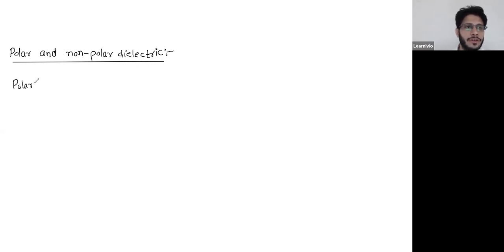What is a polar dielectric? In polar dielectrics, the center of positive and negative charge does not coincide. In a molecule, the centers of positive and negative charge are at some separation. If positive and negative charge do not coincide, this system will have a non-zero dipole moment.